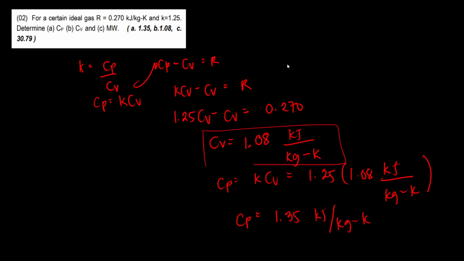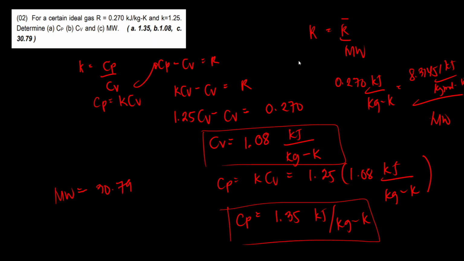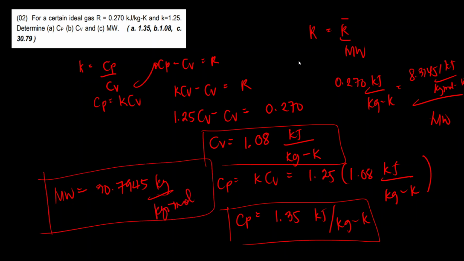So, meron na tayong Cv, meron na tayong Cp. Ano pang kulang? Molecular weight. Meron tayong R is equals to R bar over molecular weight. R is equivalent to 0.270 kilojoule per kilogram Kelvin is equals to 8.31451 kilojoule per kilogram mole Kelvin over molecular weight. So, ang molecular weight natin is equivalent to 30.7945 kilogram per kilogram mole. Okay, so this is our final answer. So let's proceed to the next.